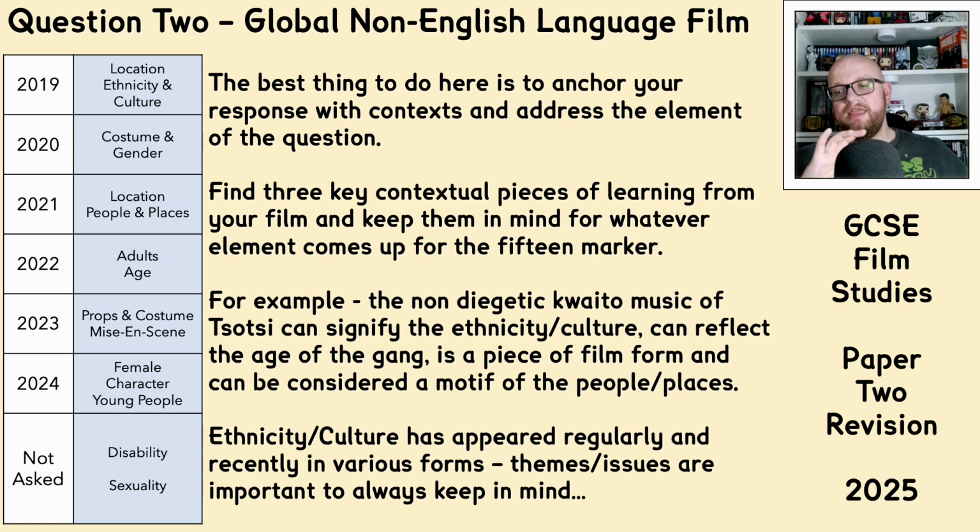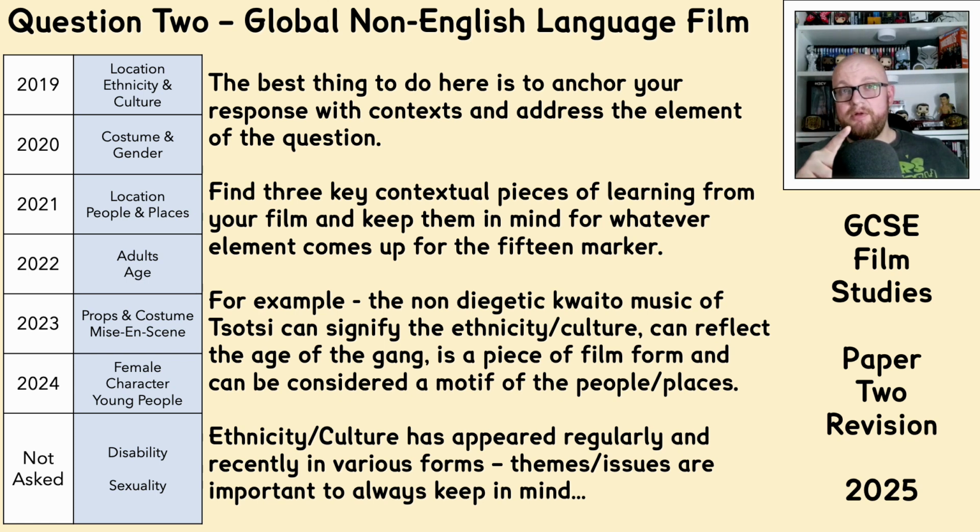So it's trying to think of specific things, or one specific thing, that you can link back to a number of different areas. So again, to go back to that example from Tsotsi, that non-diegetic Kwaito music can link to the ethnicity and culture. It can link to the age of the gang. It can link to film form. So if you were to get a question on representation of ethnicity and culture, you can still talk about it. If you were to get a question on the representation of age, you can still answer it. A question on film form, you can still answer it using that. Same way with The Wave and the uniforms, that can still be used for ethnicity and culture. It can still be used to reflect the representation of age. It can be used to reflect the film form because it's a costume.